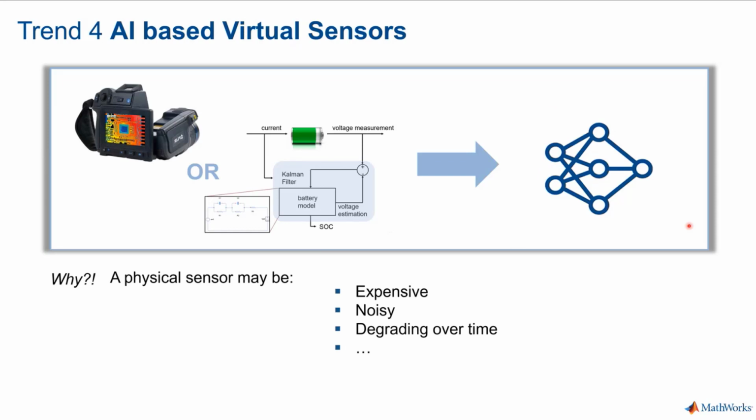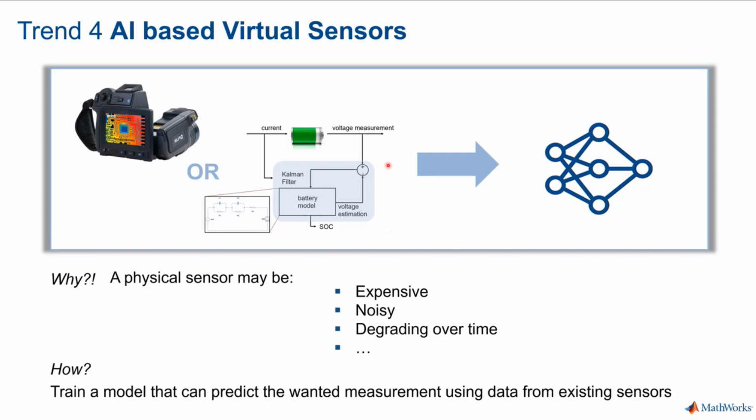Why would you want to do that? Well, the physical sensor could be expensive, or it could be noisy and also degrading over time, such that then the information about the state of charge is not accurate anymore after some time. And for the Kalman filter, this could take too long, or it could not be accurate.